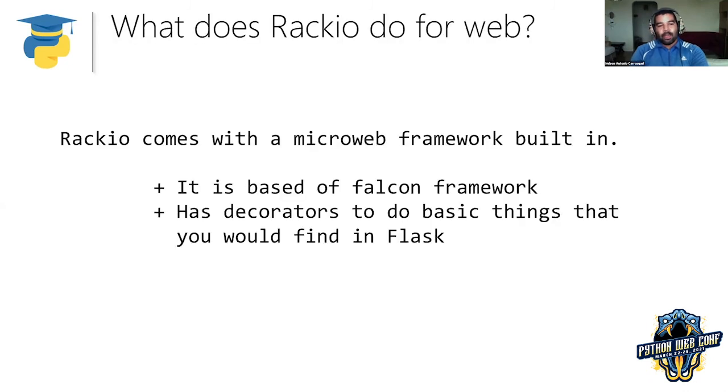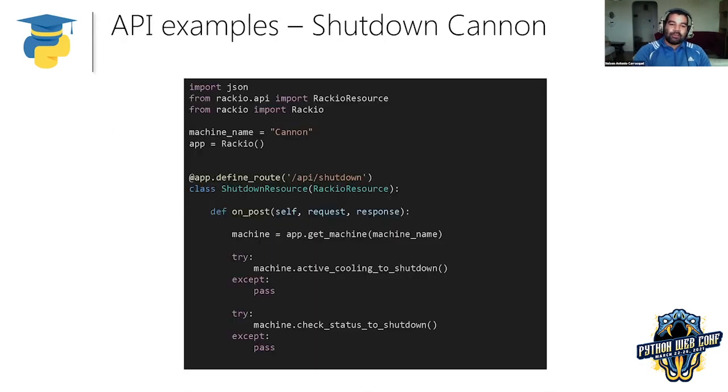Well, we have a built-in micro web framework. So we were using the Falcon framework at the beginning, and we saw that we could convert it, since Falcon uses the object-oriented paradigm. So we saw that we could convert this into decorators. So this micro framework has decorators to do basic things that you would find in Flask, such as the following.